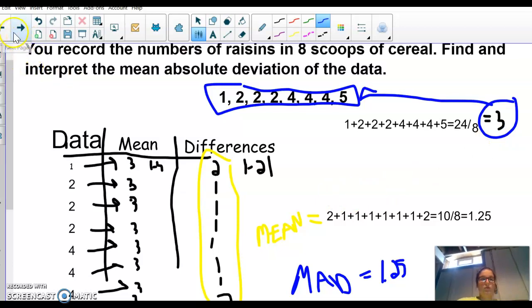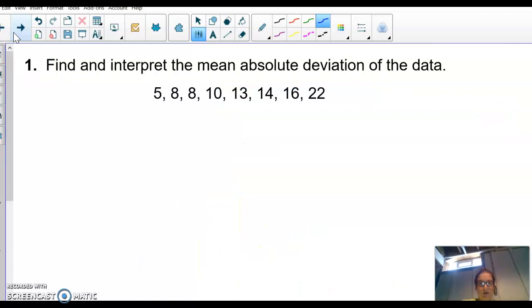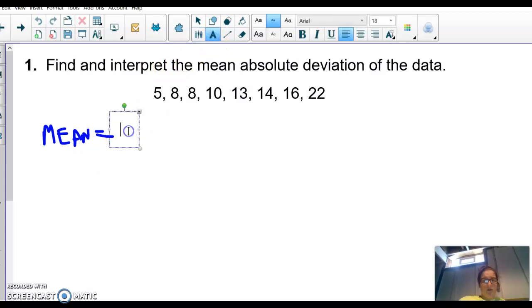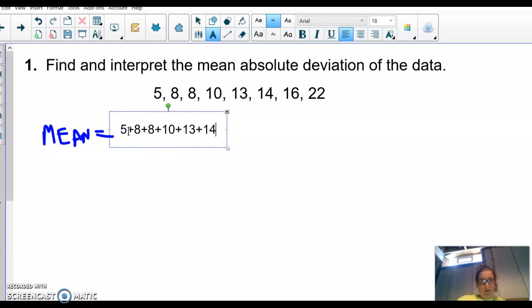Okay, so let's try another one. Find and interpret the mean absolute deviation of the data. So first step is find the mean of your data. So I am going to add up all these numbers. We have 5 plus 8 plus 8 plus 10 plus 13 plus 14 plus 16 plus 22. I'm going to add them all up. I got 96.